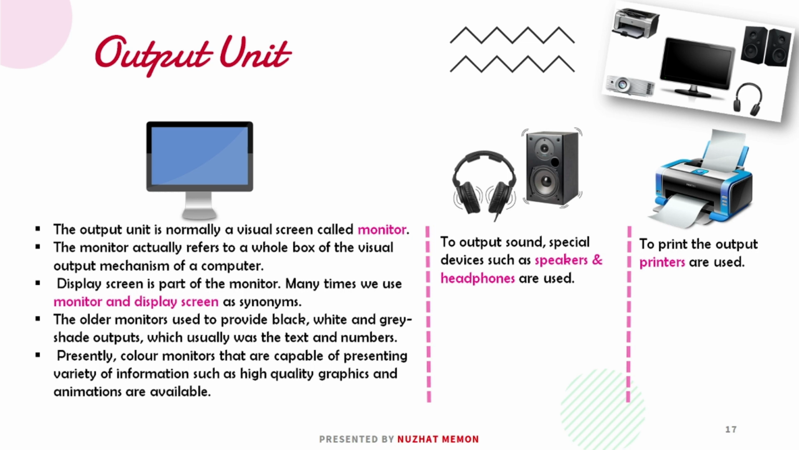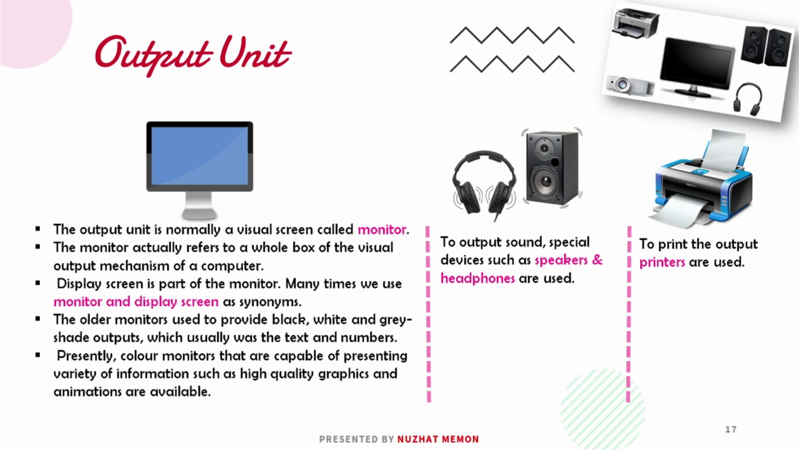An output device returns processed data, that is information, back to the user. The output unit is normally a visual screen called a monitor. The monitor is the main output device and it looks like a TV screen. The monitor actually refers to the whole box of the visual output mechanism of a computer. The display screen is a part of the monitor. Many times we use monitor and display screen as synonyms.